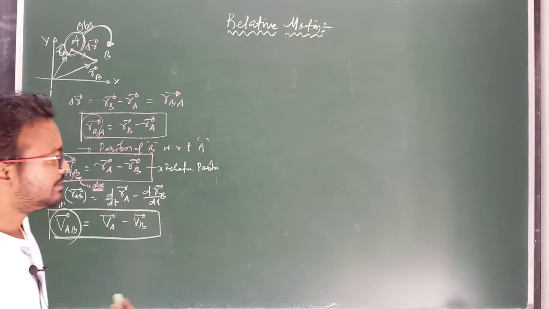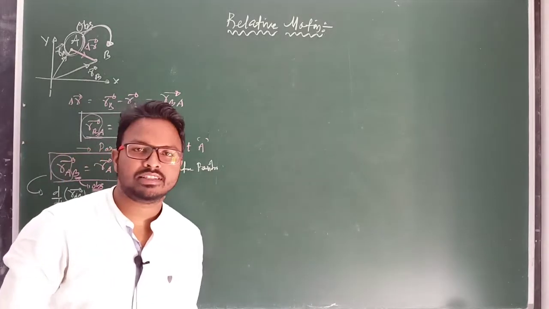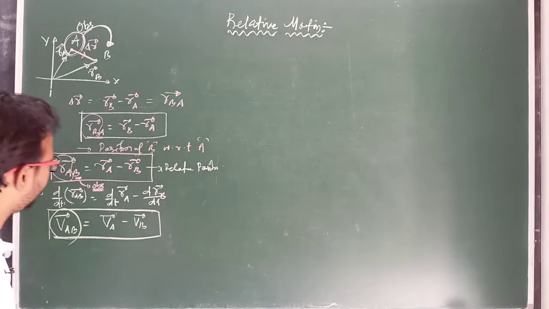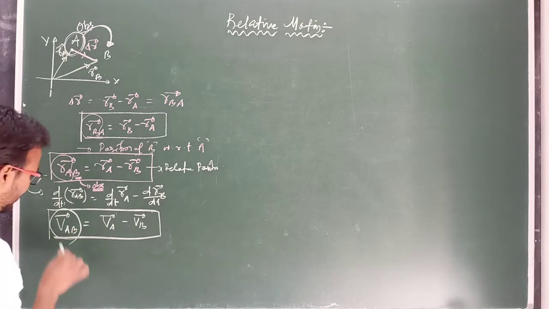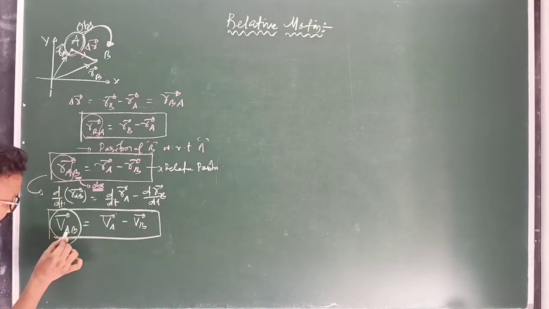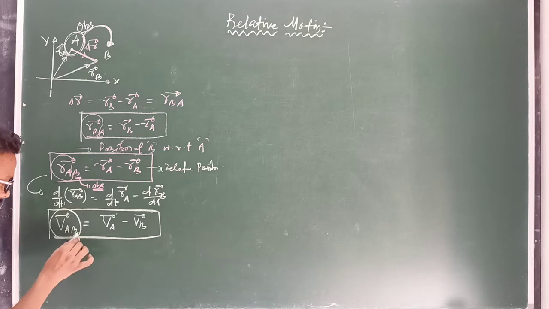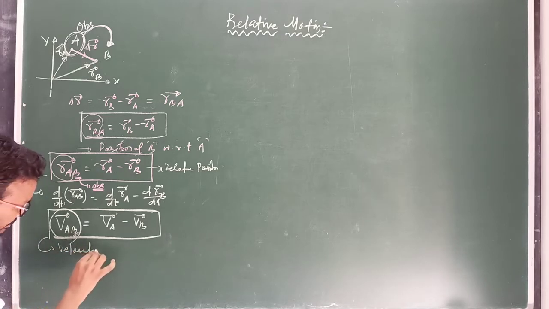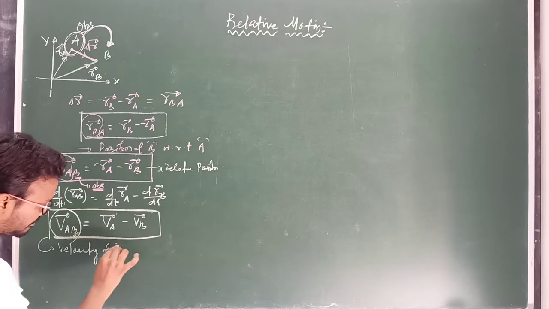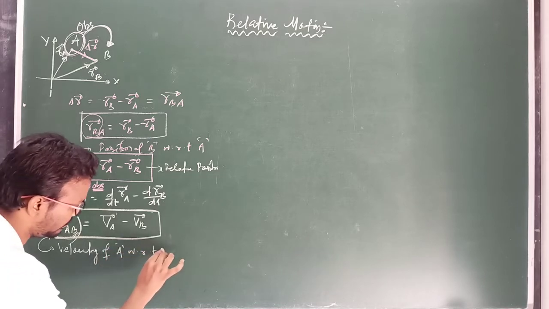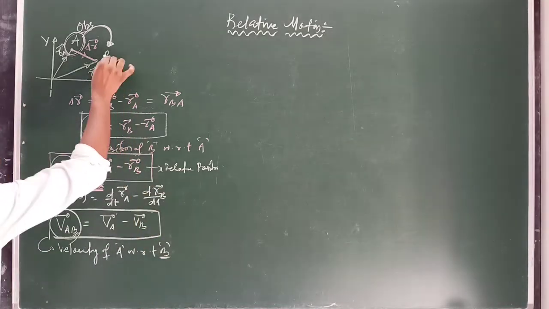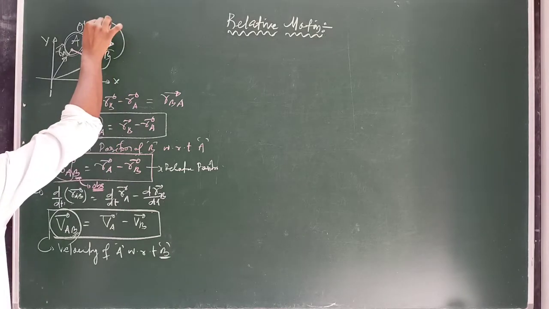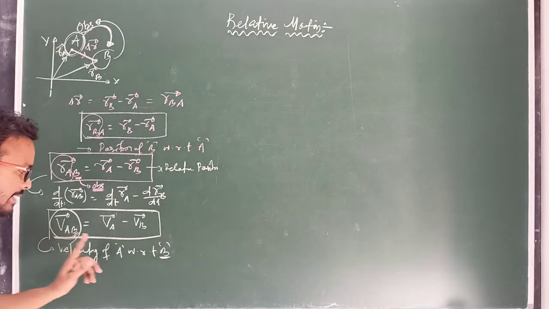Why? Because absolute motion, absolute rest is not possible. Motion is always possible only in the relative format. So this is the relative velocity of A with respect to B. Clear? This is known as the velocity of A with respect to B. That is known as the relative velocity.